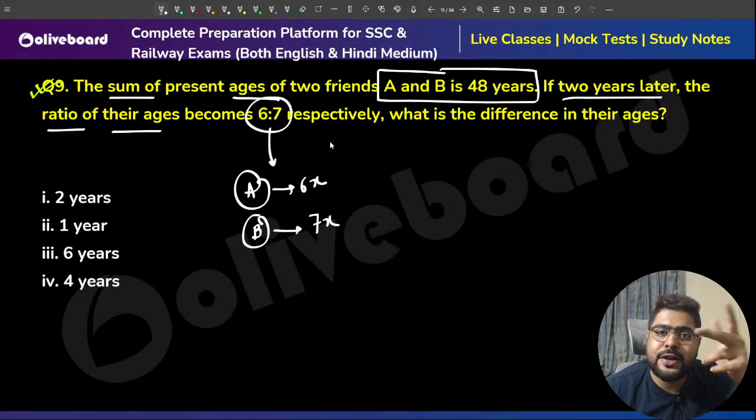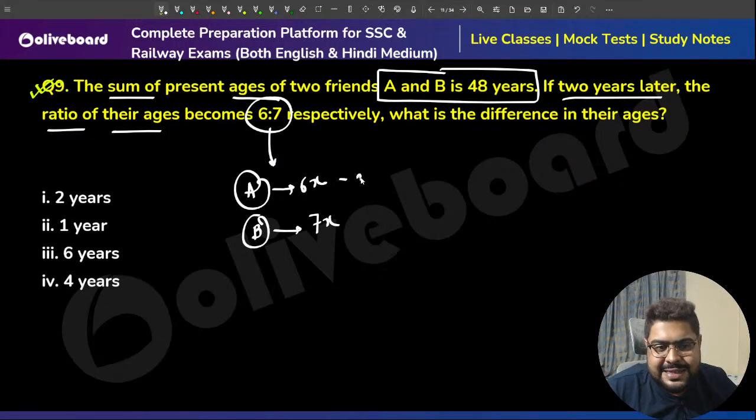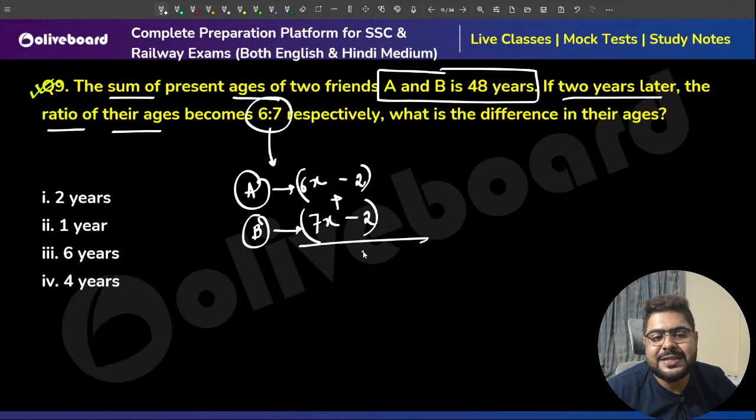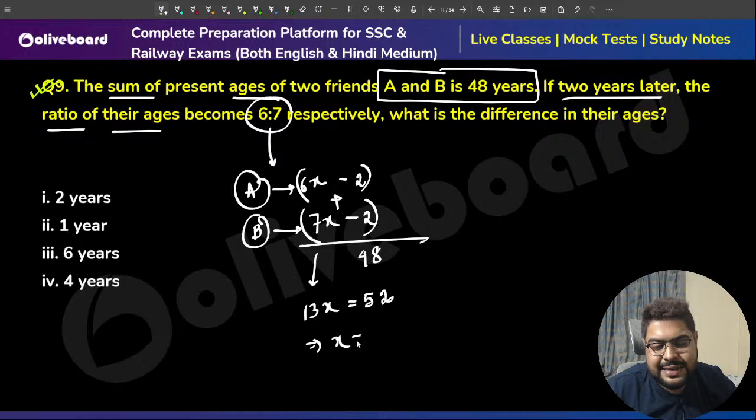So this is after 2 years. So present age is minus 2, minus 2, sir. So this is given as 48, sir. That means 6x plus 7x, that is 13x, minus 4 is 48, so 13x is 52, x is equal to 4, sir. So I got the value.